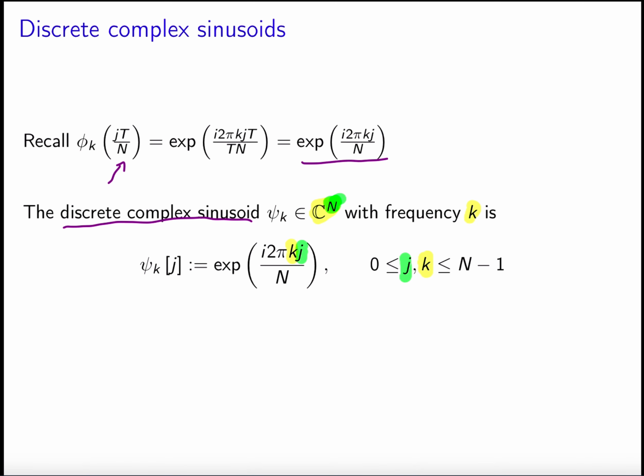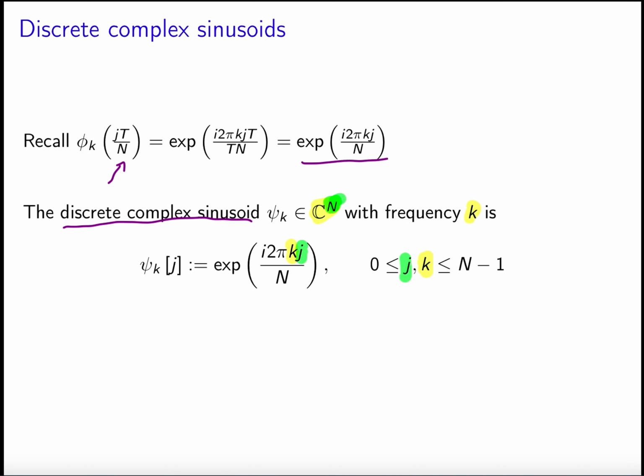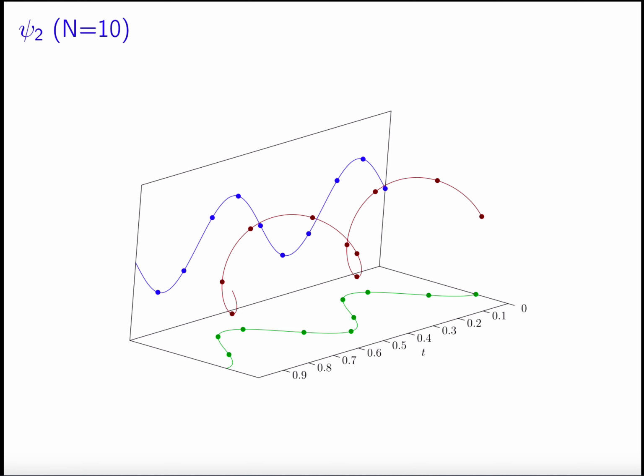dimension n. We have n vectors of dimension n, and we want to know if these vectors are linearly independent, because we want to know whether we can distinguish what original frequency they came from, again restricting ourselves to only these n possible continuous frequencies. Before checking that, let's take a look at an example.